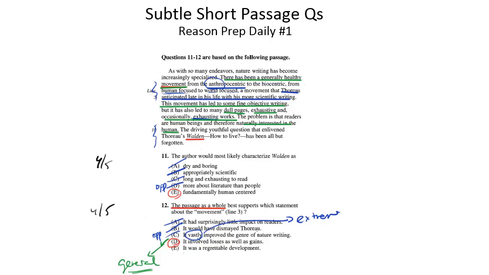E, it was a regrettable development, too negative. There is some positive mentioned in this paragraph, so E is too negative and C is too positive, right? So you can see C and E as being too extreme in one direction or the other. We're looking for something like D, which is more general.